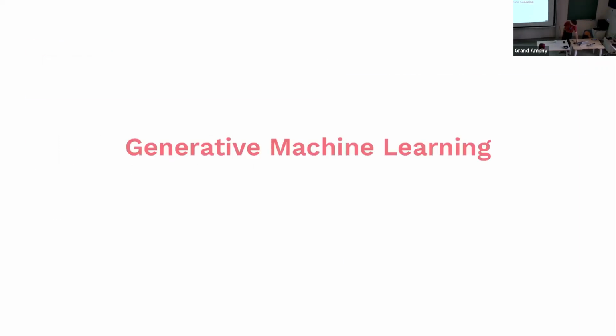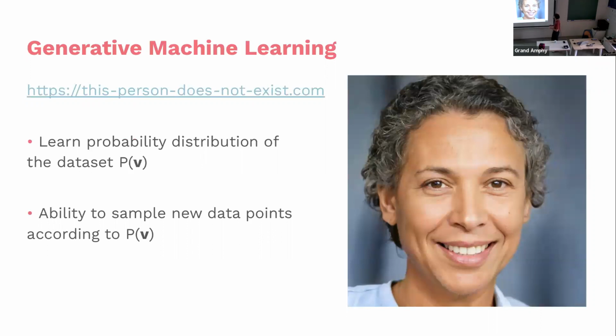So, generative machine learning. This is a photograph from the famous website thispersondoesnotexist.com. It is a website where a generative adversarial network has learned the joint probability distribution over the different pixels of thousands of images of human faces. And we are then able to sample new faces that don't exist from this distribution.